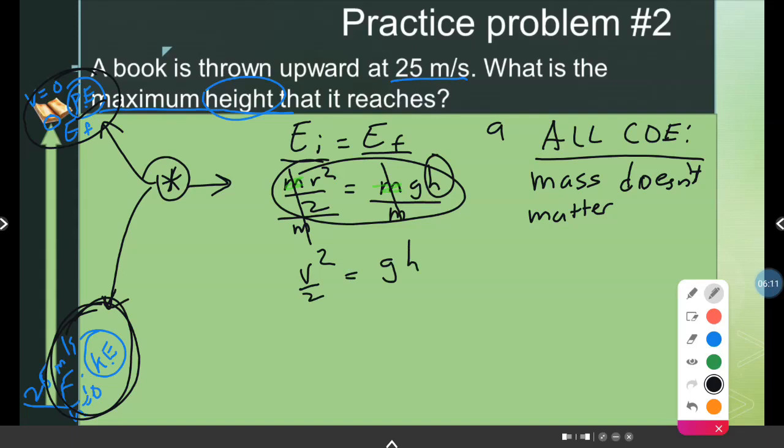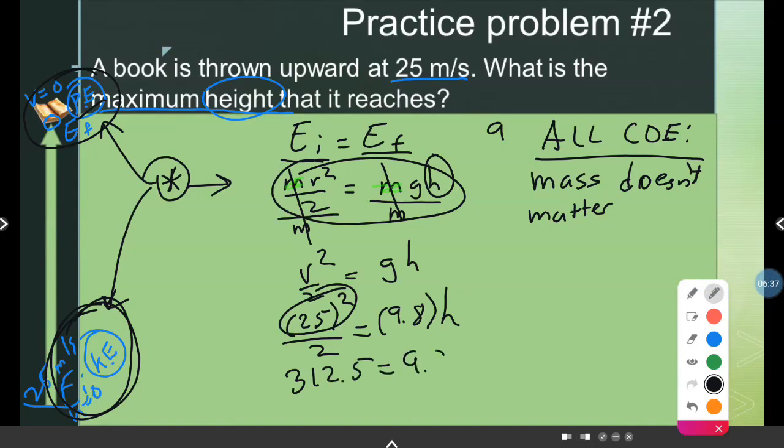We started with a speed of 25. That has to be squared all over 2. We know that G is 9.8, and we're solving for H. 25 squared is 625. 625 divided by 2 is 312.5. Still got our 9.8 H over here, and our last step will be to divide by this 9.8. And if you do that, you will find that it reaches a maximum height of 31.9 meters.